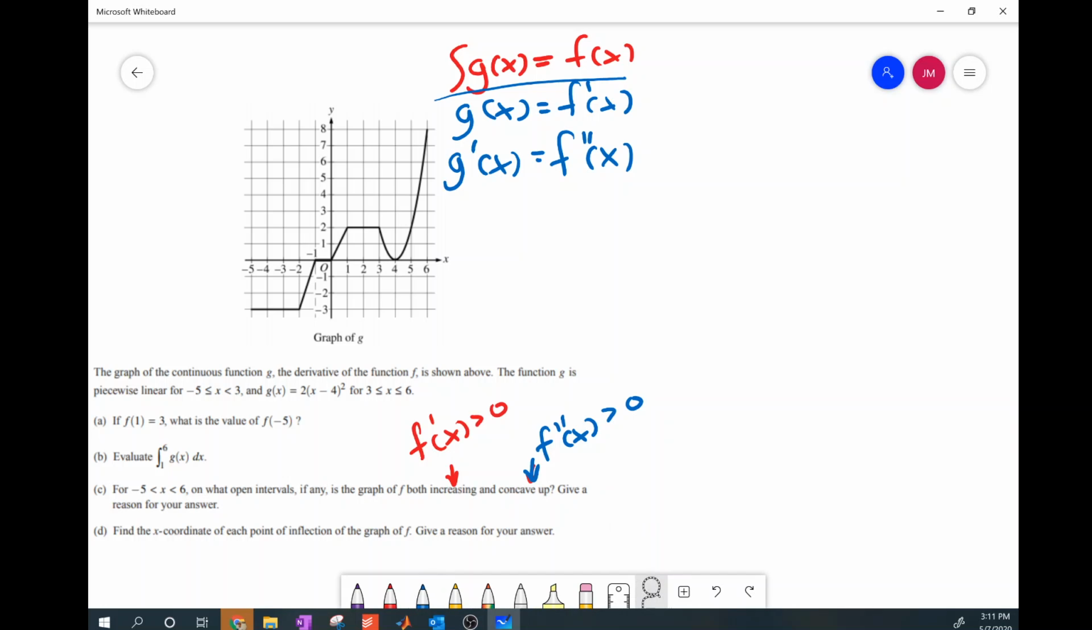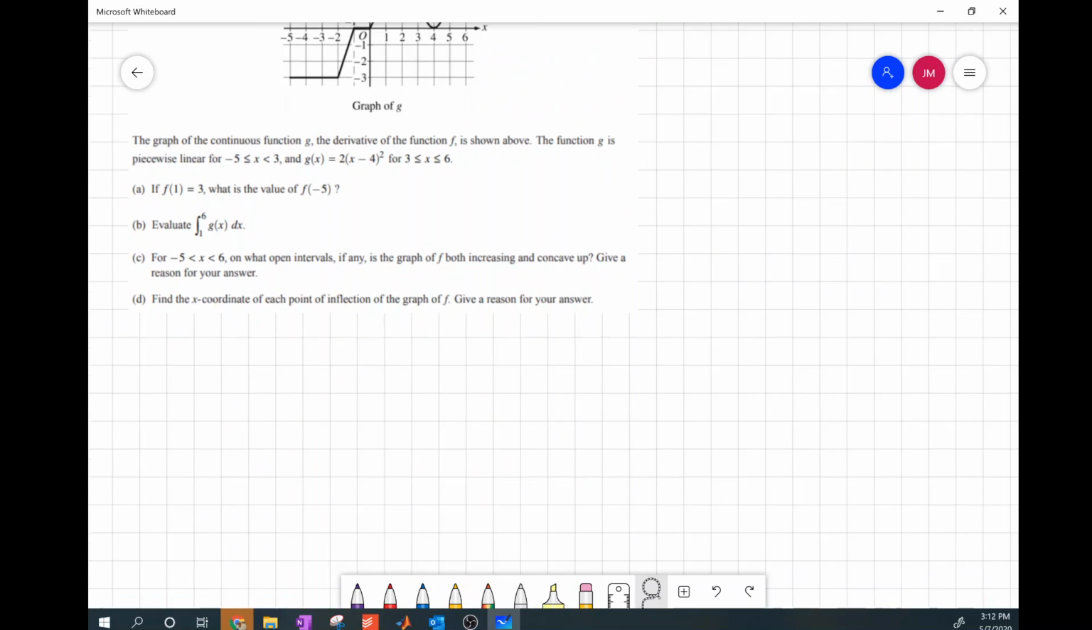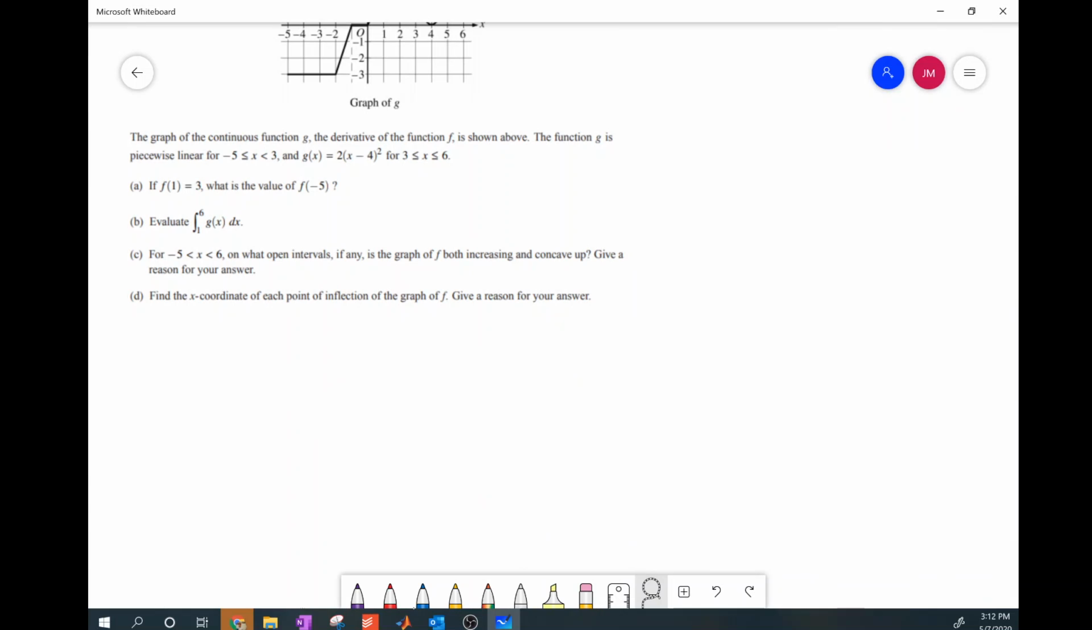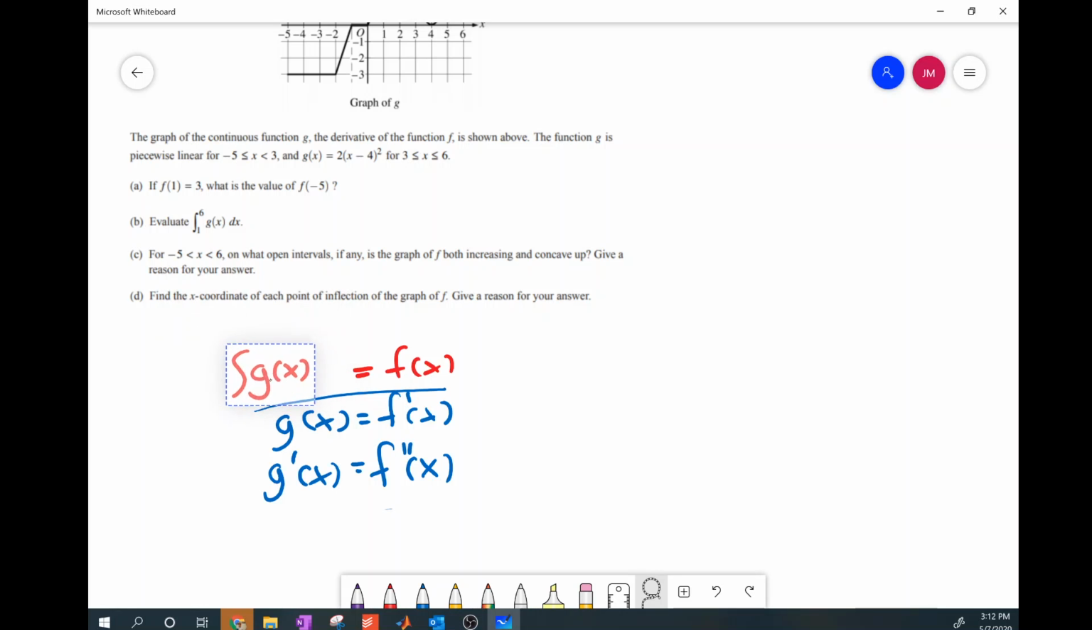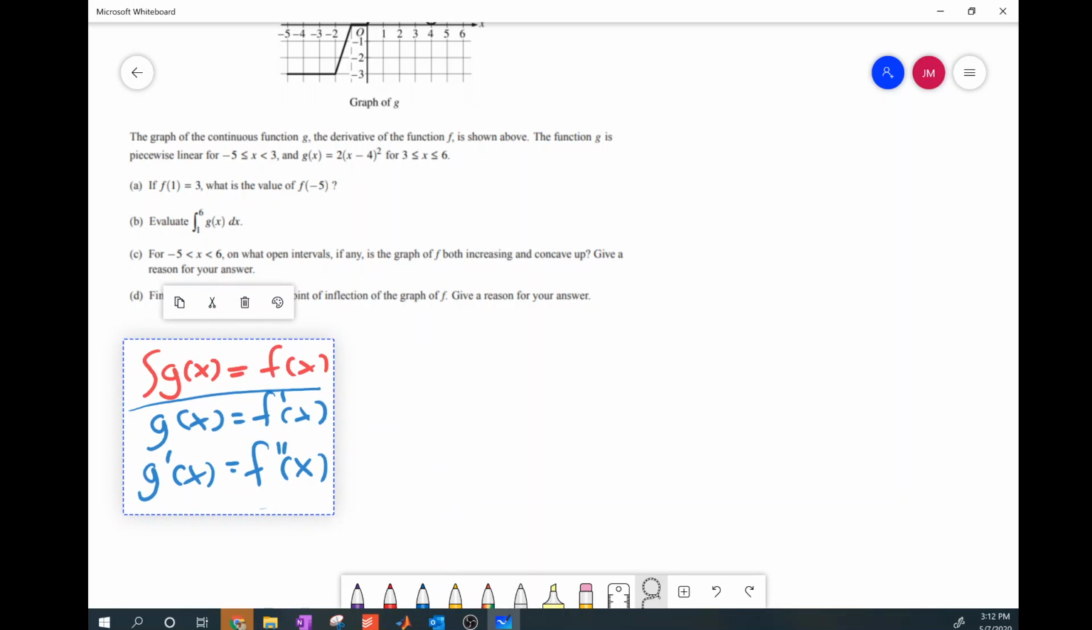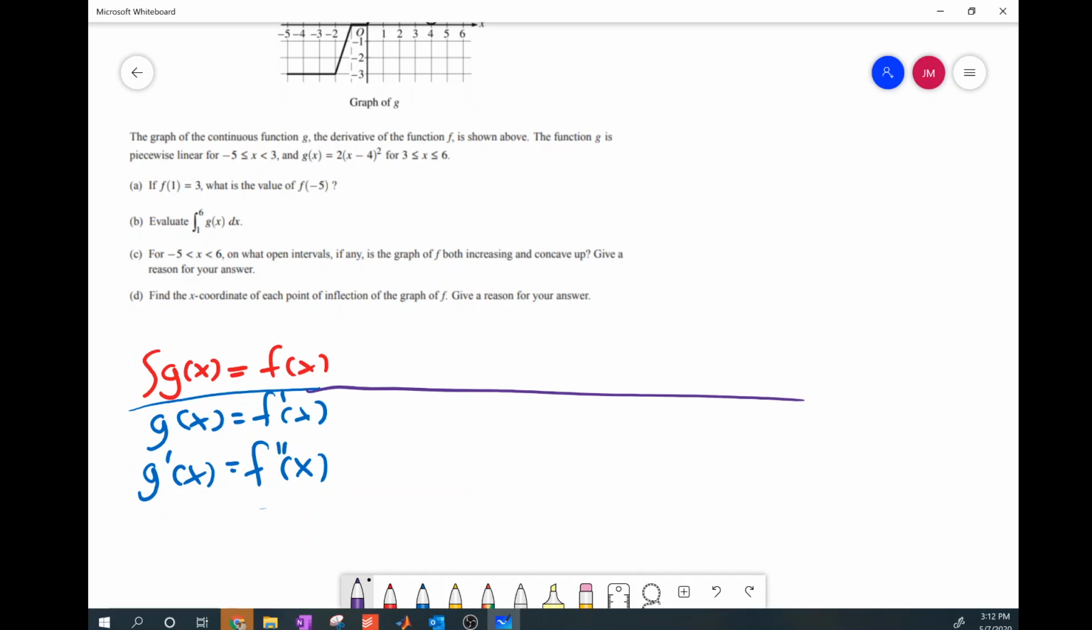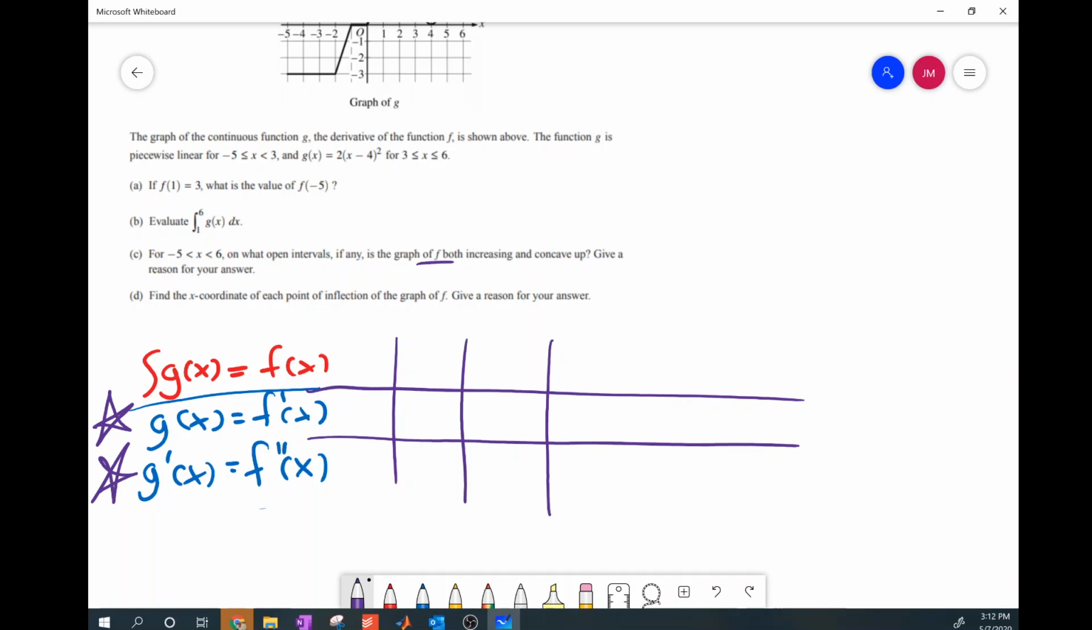So we're going to do a domain chart to help us easily identify what's positive and what's negative. And they want the graph of f, so looking at f prime and f double prime.